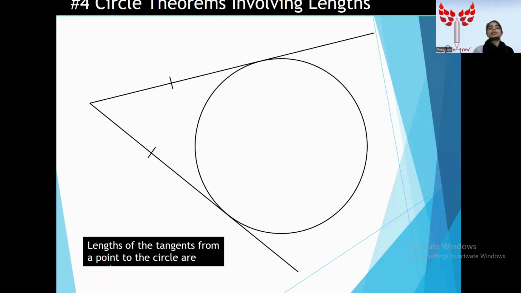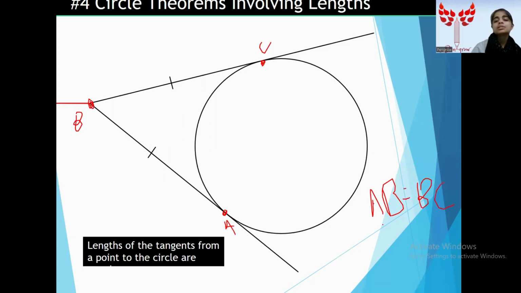Okay. The lengths of the tangents from a point to the circle, they are equal, right? These tangents, they are equal from the point to the circle. So basically, what does this mean? That from this point to this point, let's label this A, let's label this B, let's label this C. So what we are trying to tell you here is that AB equal to BC, right?